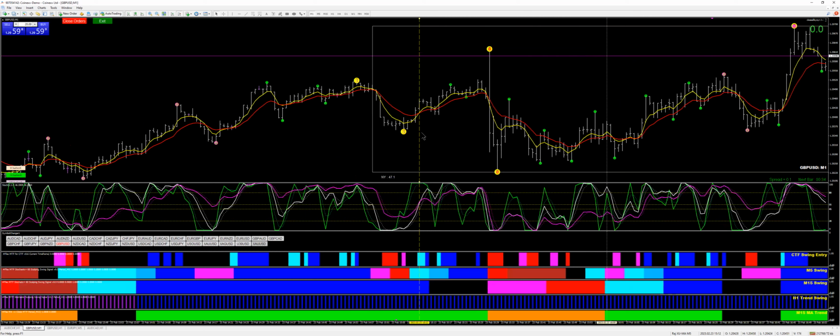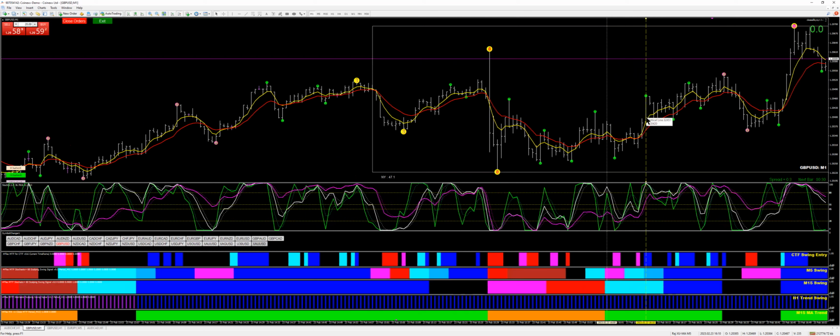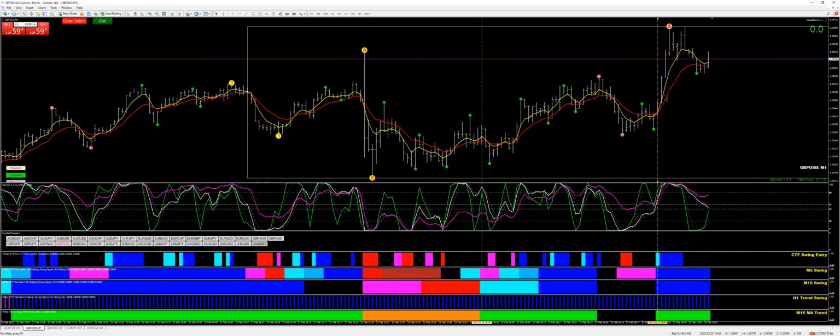Then after the news, I'm still looking for longs. There's my long. Yeah, drawdown of 7 pips, and break even. Still looking for longs. Here's my long. Here's my exit, 10 pips.